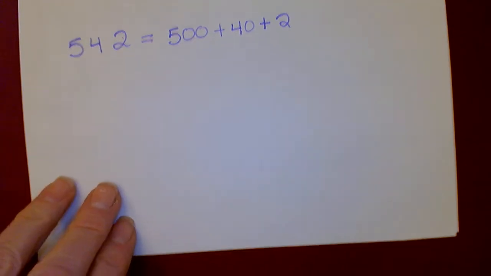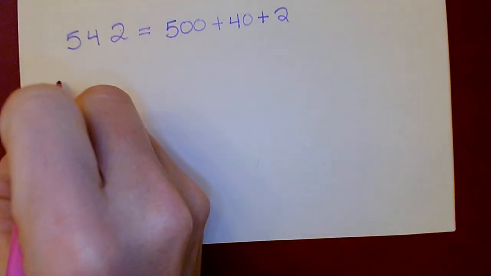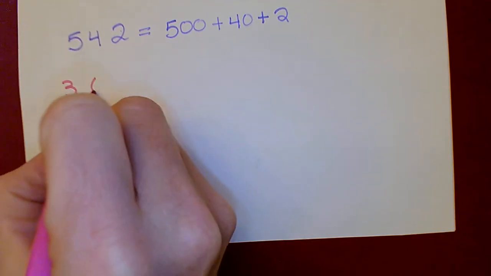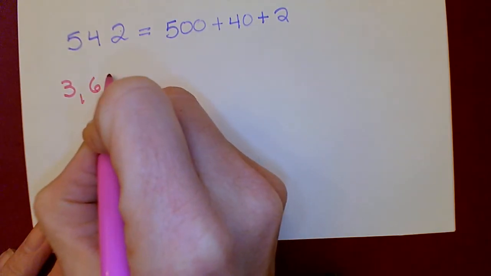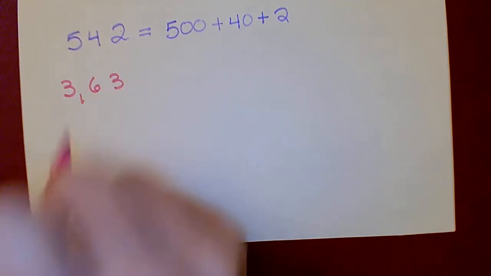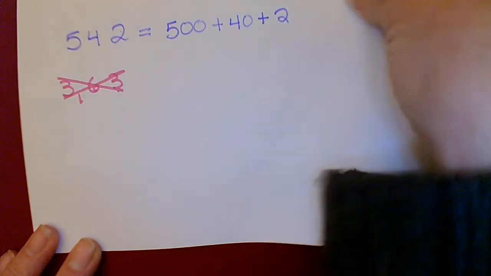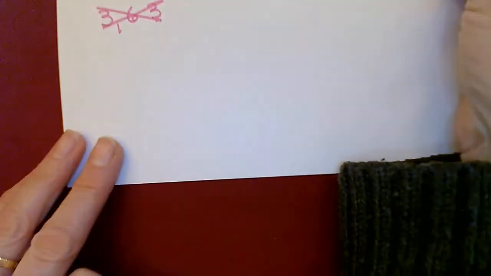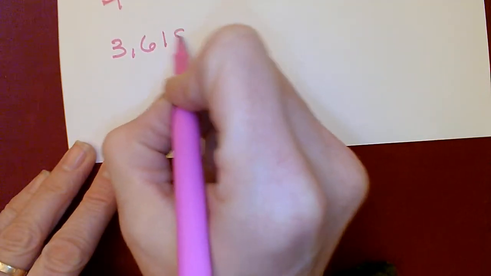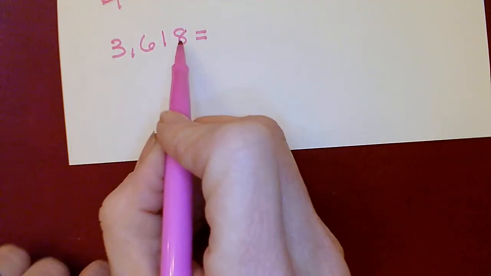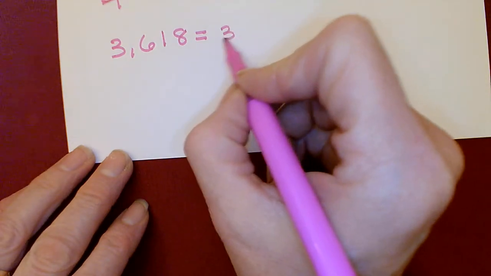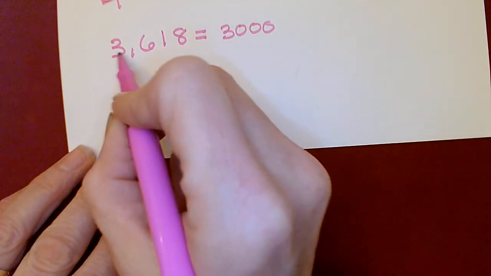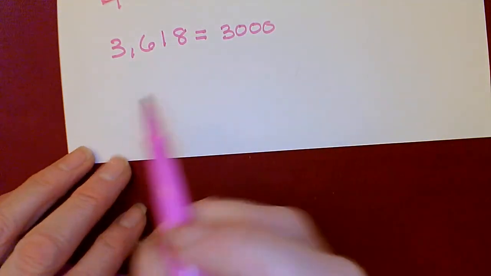Let's go big, right? So let's do 3,630. Oh, that's going to be confusing. I take that back. Let me start that one clean. Let's do 3,618. So 3 is in the thousands place, so it's going to be 3,000. Right? 1,000, 2,000, 3,000.